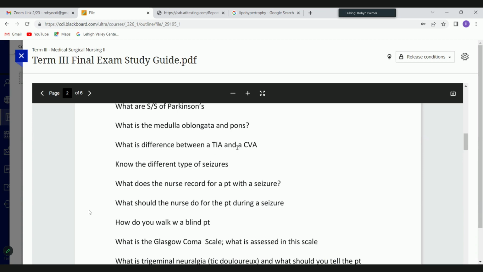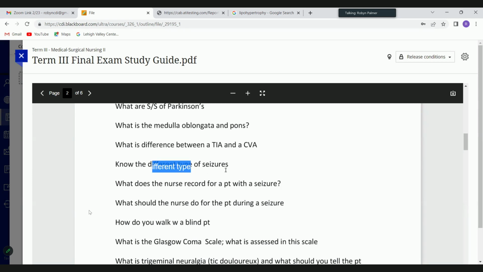Which type of stroke is 85% of the strokes? Is it ischemic or is it hemorrhagic? Ischemic. Ischemic, and hemorrhagic is the blood. It's about 15%. Hemorrhagic is a bleed in the brain, 15% of strokes, and the other ones are from a thrombus or an emboli, right?